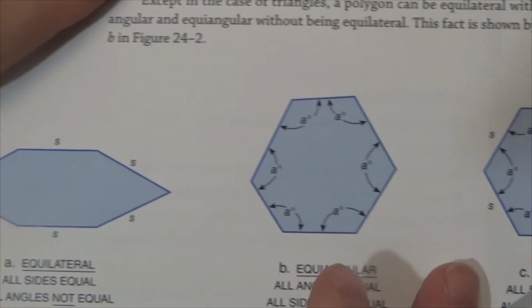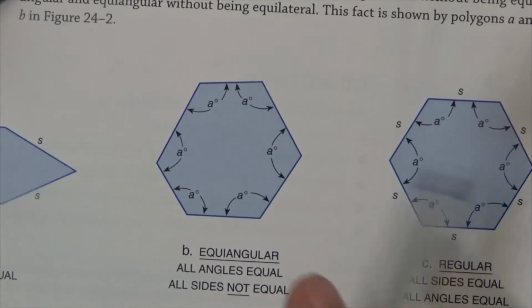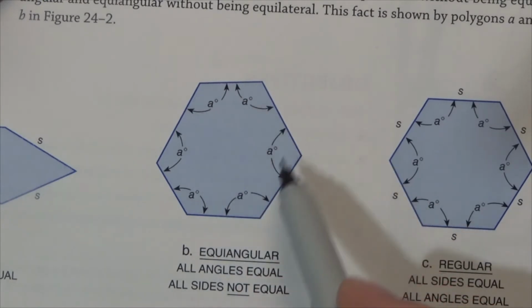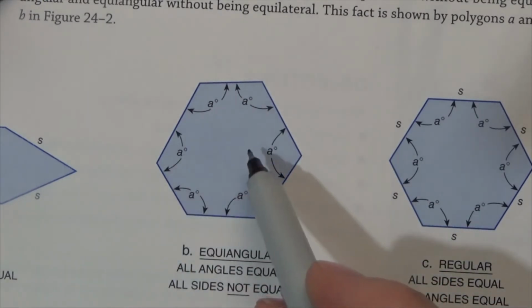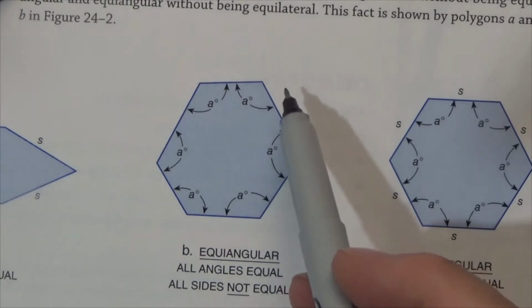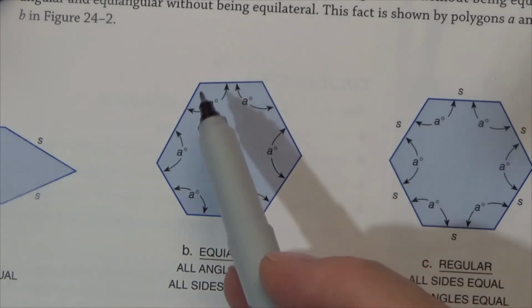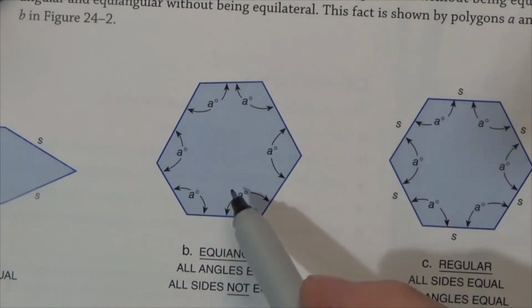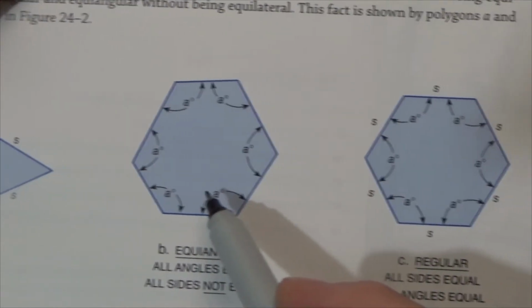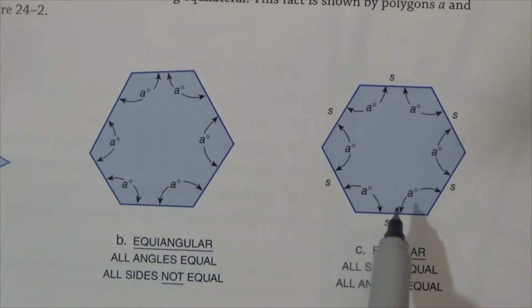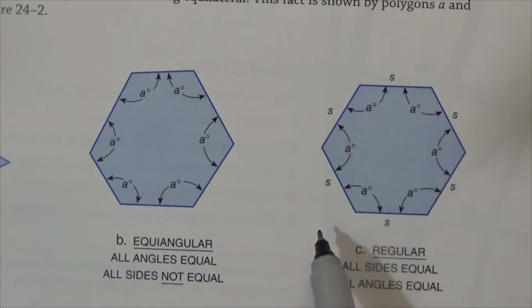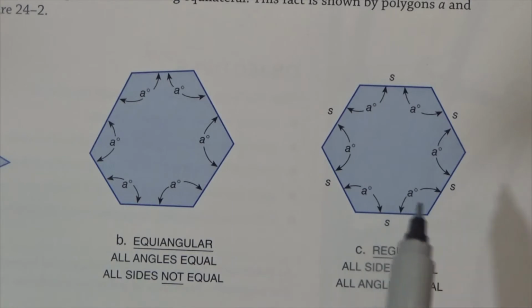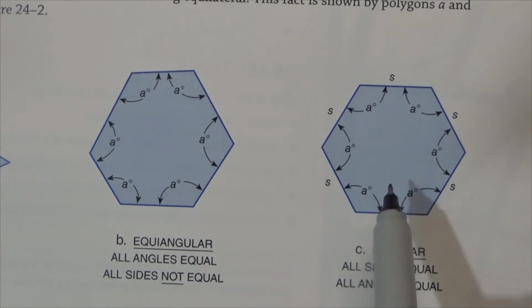Okay? So looking at the next one, we can see that all of the angles are labeled as angle A. So they're all equal. But it's quite clear that this side is shorter than this side. So all of the sides are not the same. So this is an equiangular polygon. Now the next one, right here, labels all of the sides as S. So all the sides are the same, and it labels all of the angles as A. So all of the angles are the same. So this is a regular polygon.